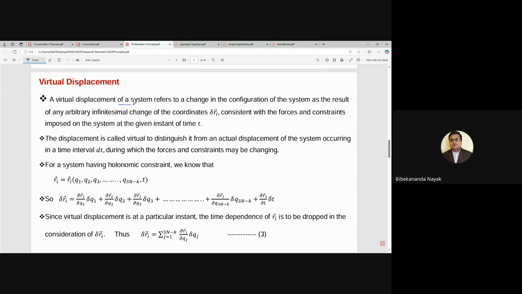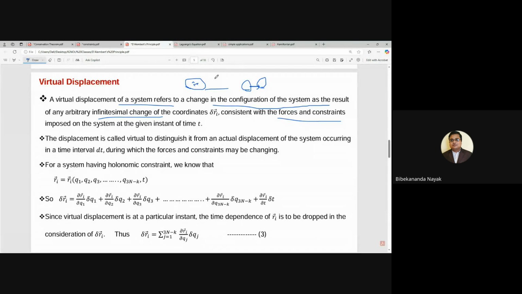A virtual displacement of a system refers to a change in the configuration of the system as a result of arbitrary infinitesimal change of the coordinates consistent with the forces and constraints imposed on the system. Actual displacement means the system moves with time, or the system changes. Virtual displacement means due to force of constraint, there is some kind of change in the particles inside that system. That is virtual, not actual displacement. The system does not change its position with time, but inside the system, the particles may change their position due to force of constraint.